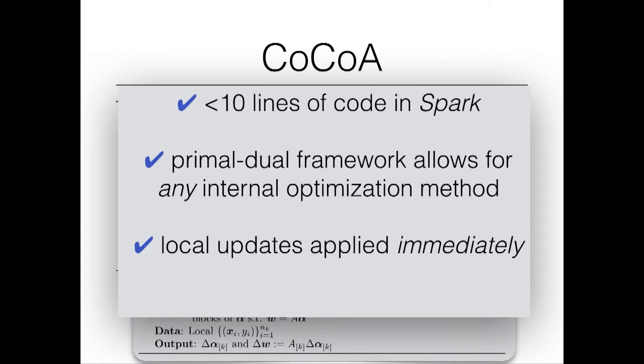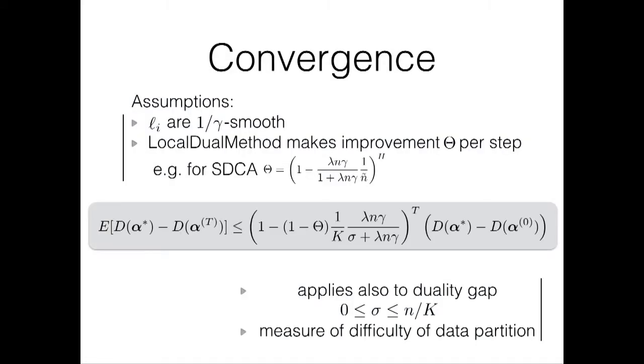And two of the major updates that we're making to this algorithm to make it more communication efficient are we're applying updates immediately on each local machine, and we're taking an average over the number of machines K. So these are perhaps intuitive changes to make, but it's, of course, very difficult to show that this still converges in practice. So this is our convergence result.